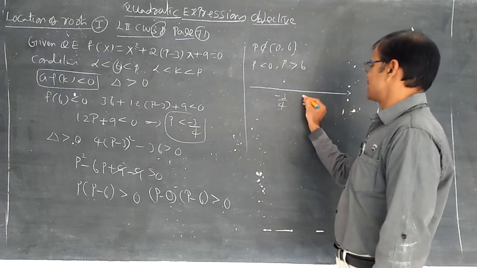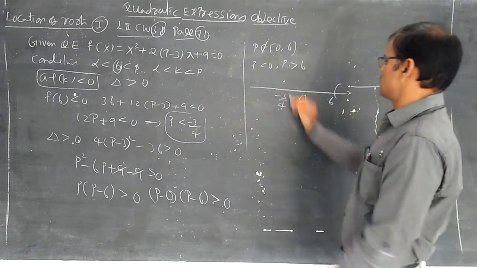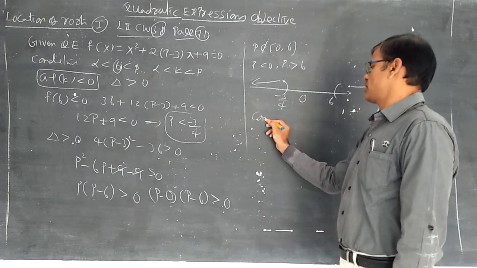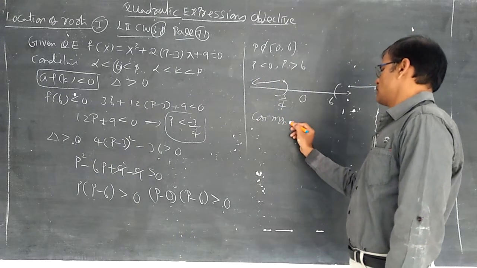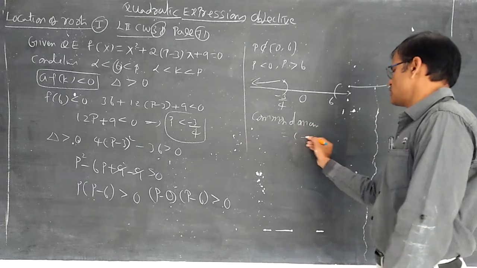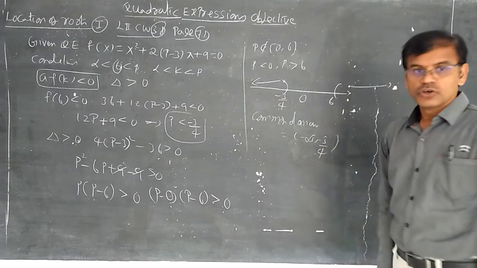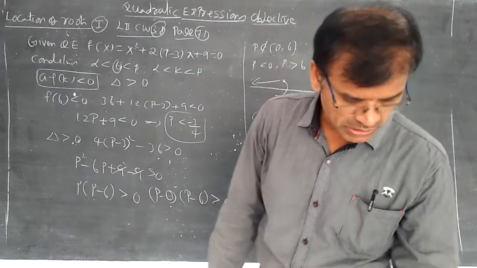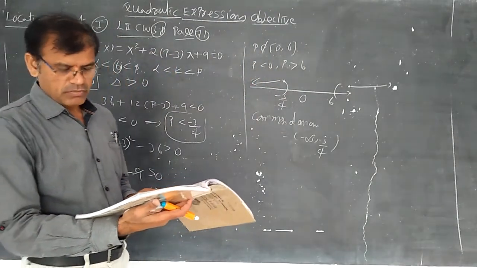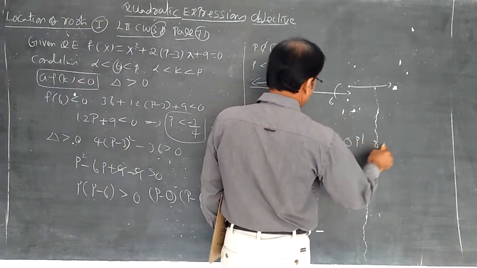According to the common domain, I am writing here minus 3 by 4 is less than 0, and put here 6, this side and this side. So according to the common domain you can write minus infinity comma minus 3 by 4. Union 6 comma infinity you can take, but just once you can verify, only minus infinity comma minus 3 by 4. So option 2 is verified.